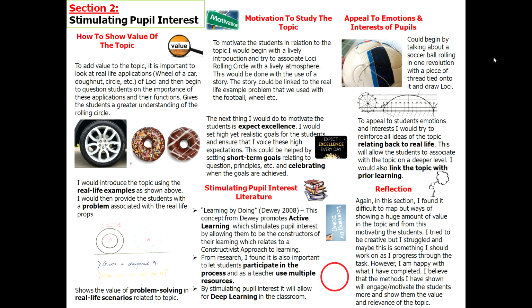Just a quick reflection on what I've done so far. In this section, I found it difficult to map out ways of showing a huge amount of value in the topic. I also found it very tough to use real life examples associated with different students' backgrounds and their interests. I tried to be creative, but I struggled, and maybe this is something I should work on as I progress through the task. However, I'm happy with what I completed. I believe the methods I've shown will engage and motivate students more and show them the value and relevance of the topic.